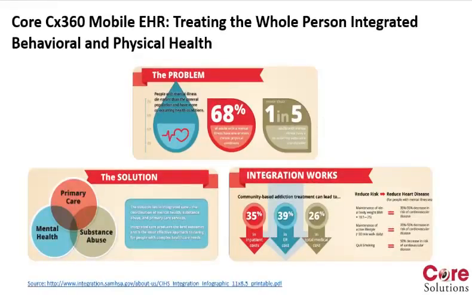According to SAMHSA, people with mental illness die earlier than the general population and have more co-occurring health conditions. In fact, 68% of adults with mental illness have one or more chronic physical conditions. Additionally, more than 1 in 5 adults with mental illness have a co-occurring substance use disorder. This information is displayed here in the slide.